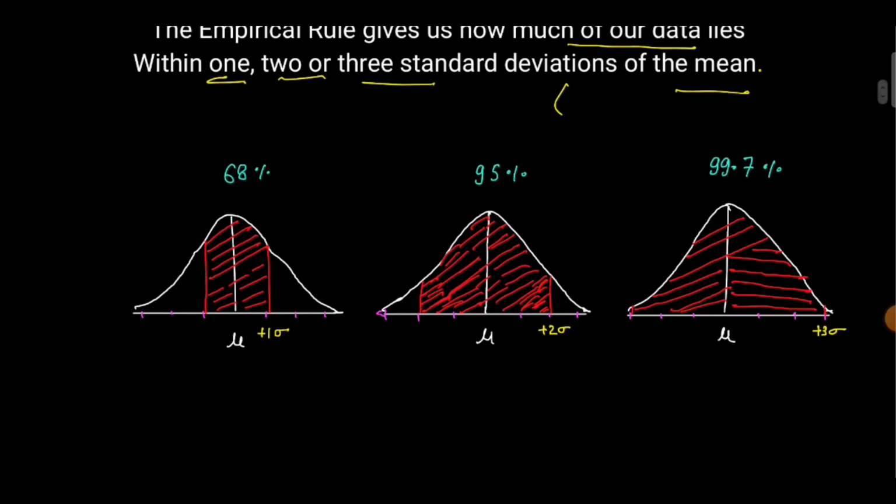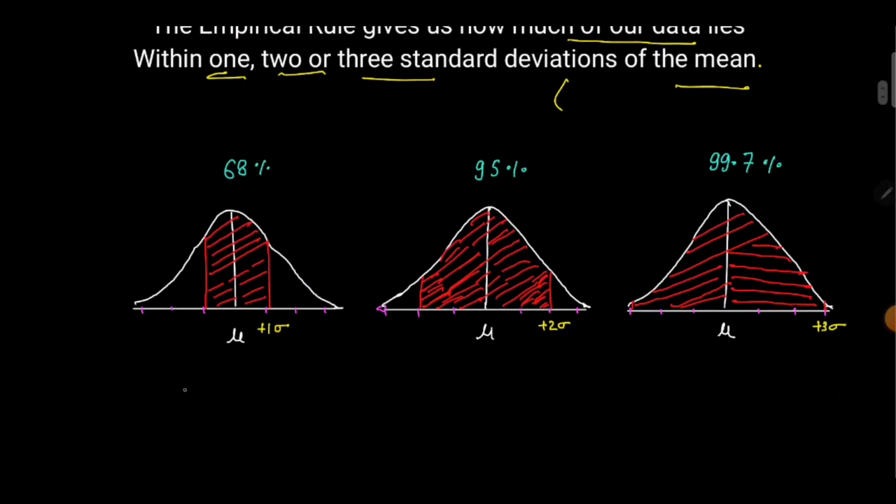Now here you can see that we have three normal distribution graphs. In the first one we have the area between plus minus 1 standard deviation from the mean. In the second one, the area between plus minus 2 standard deviations from the mean, and in the third one, the area between plus minus 3 standard deviations of the mean.